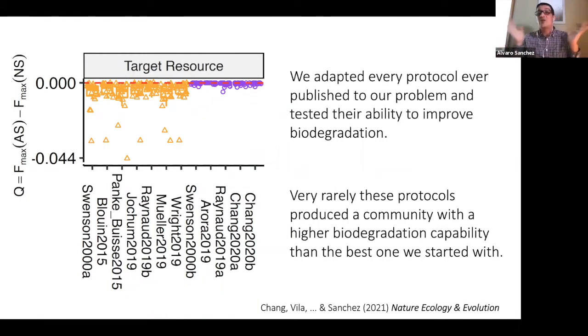Just the protocol. And then you ask, if I do that and take the best community I have after 20 rounds of selection, is it better than the control? This is the number here. If this number is positive, it means that the maximum function in your selection treatment is higher than the maximum function if you did nothing. And as you can see, for all of the protocols, they're either negative or around zero.